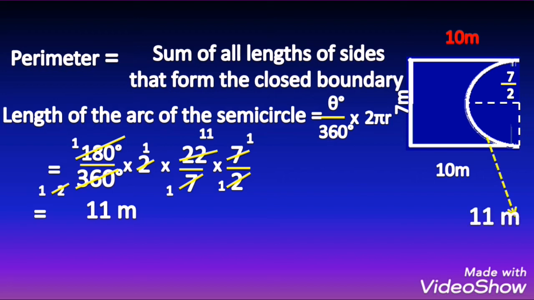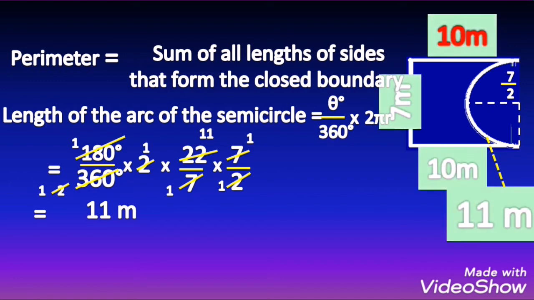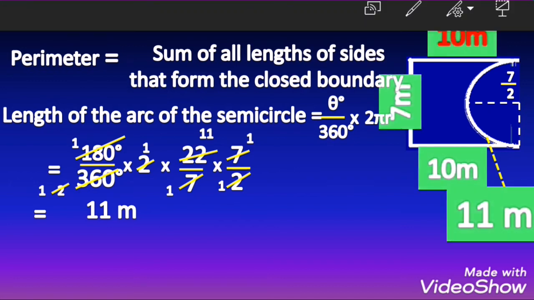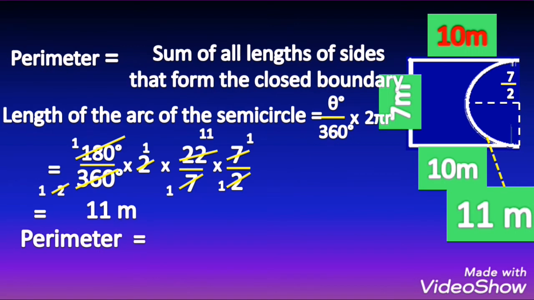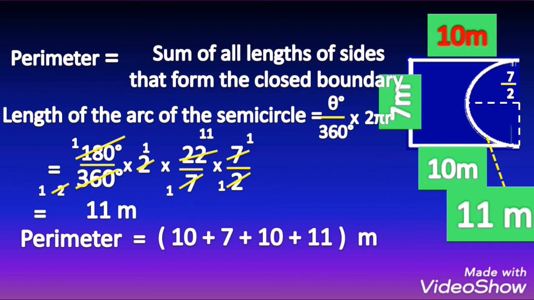Now we have to add all the sides of this given combined shape. The sides are: perimeter is equal to 10 plus 7 plus 10 plus 11 meters. So it is 38 meters. So the perimeter of this combined shape is 38 meters.